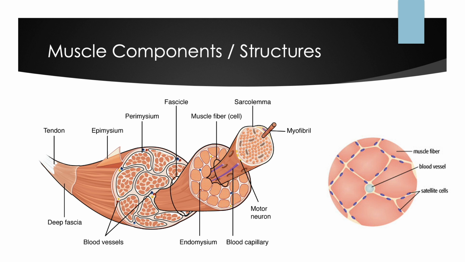Finally, we have satellite cells, which are closely bound to the outer surface of the sarcolemma. And hopefully you can see them in this picture here. They're those little blue dots.